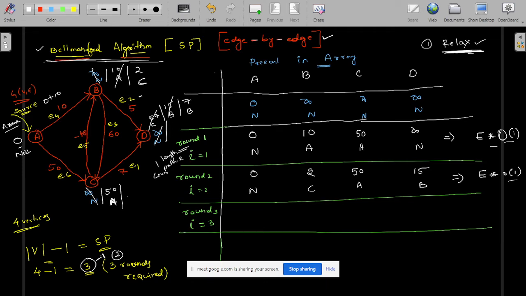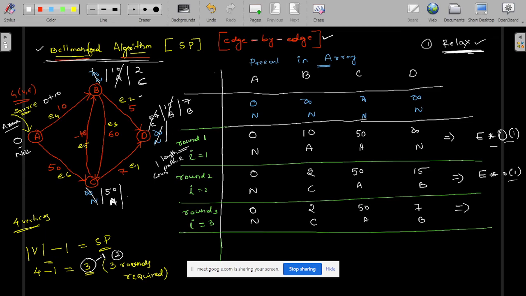Again a to c. 50 plus 0, same value you are going to get. Yes or not? Leave it like that only, don't change. Now what are the updated values? You update. So a value 0 null, b value 2c. Again c value 50a. Again d value 7b. Same thing.